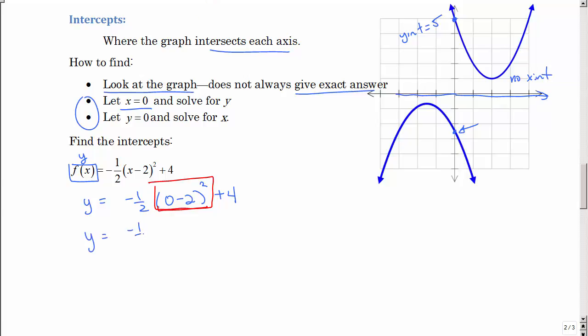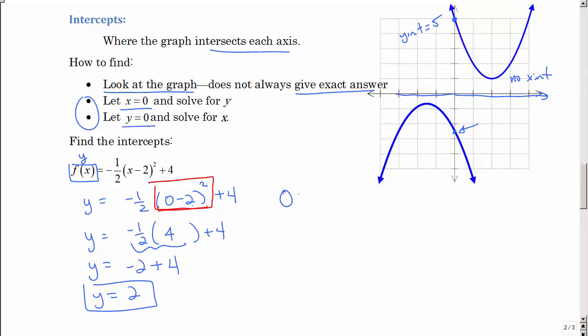So you have y equals negative 1/2. Negative 2 squared is positive 4. Then we multiply, and now we add. So the y-intercept is at positive 2. That's the easy one. Now how do we do those x-intercepts? Well, we let y equal 0.